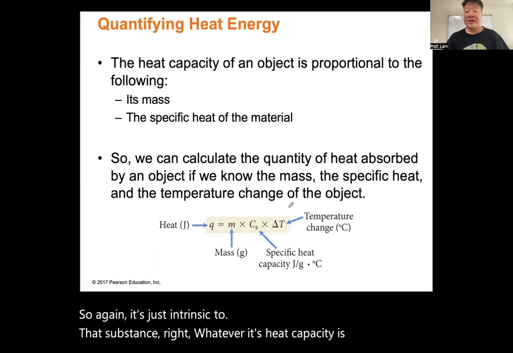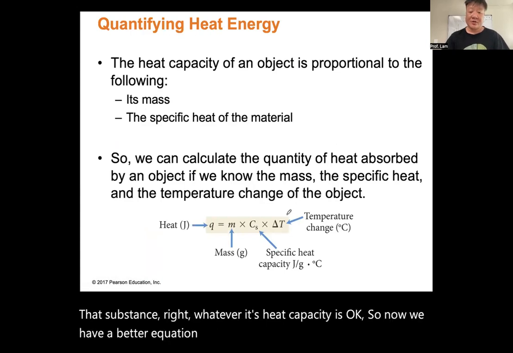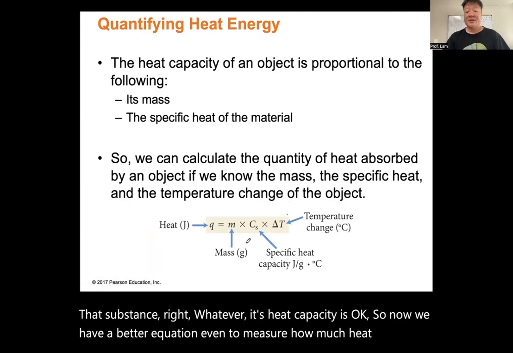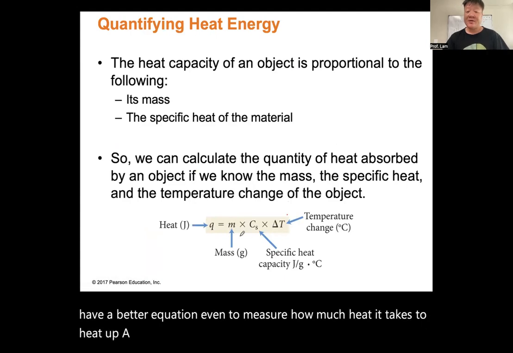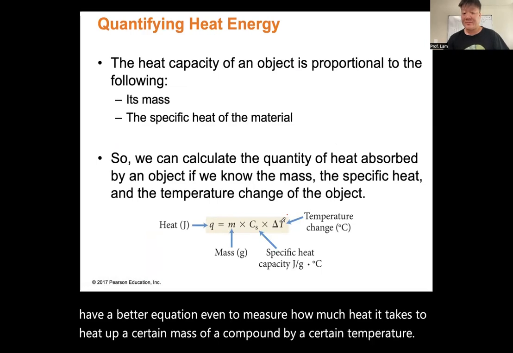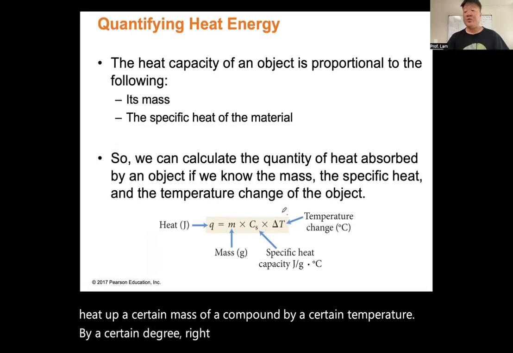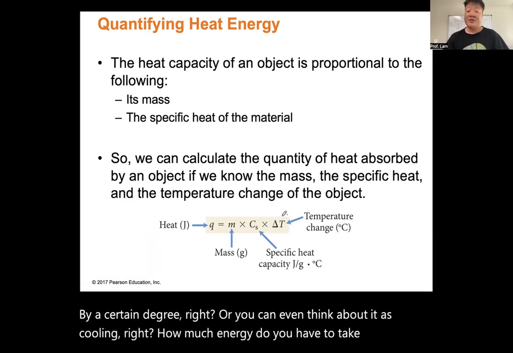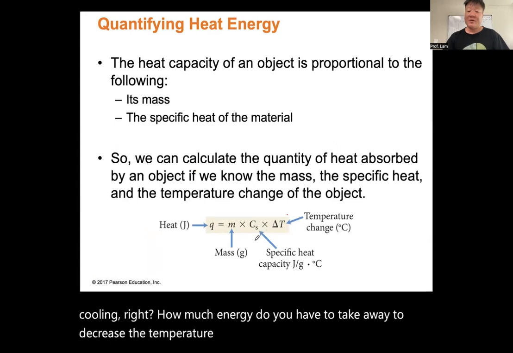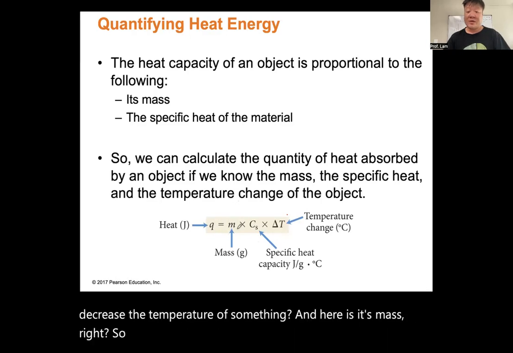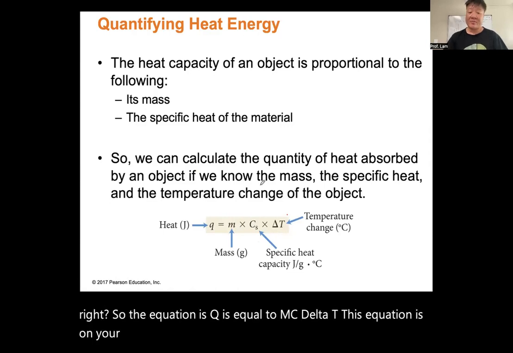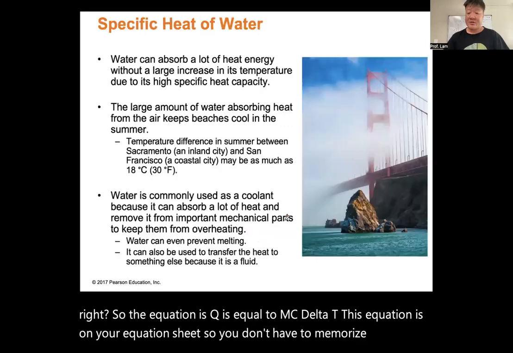Okay, so now we have a better equation to measure how much heat it takes to heat up a certain mass of a compound by a certain degree. Or you could even think about it as cooling. How much energy do you have to take away to decrease the temperature of something, and here is its mass, right? So the equation is Q is equal to M C delta T. And this equation is on your equation sheet, so you don't have to memorize it. You just want to make sure that you know how to work with it.